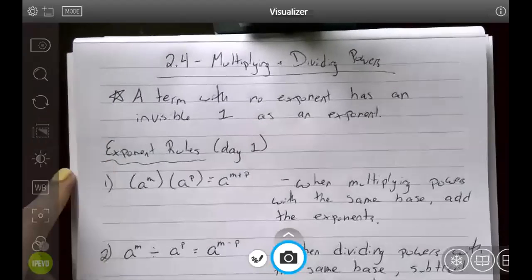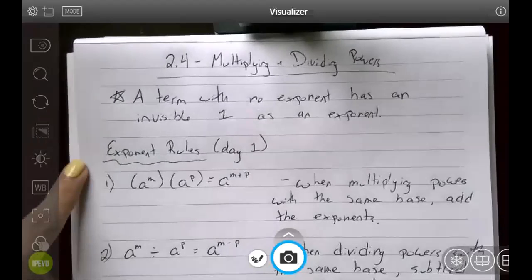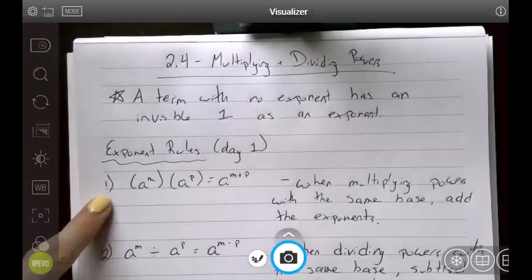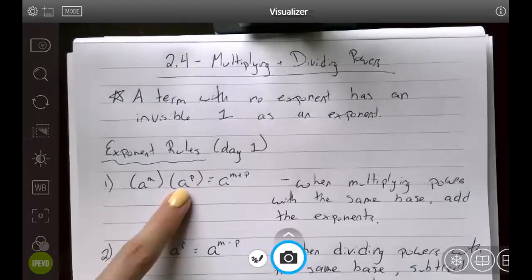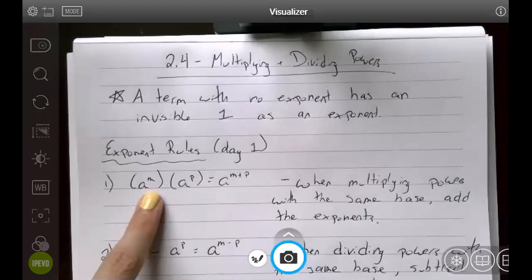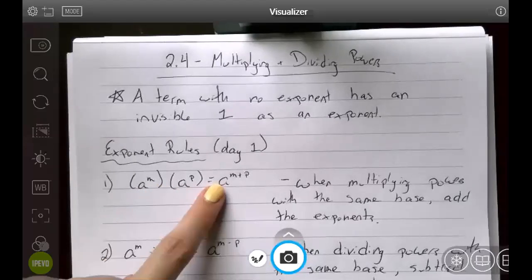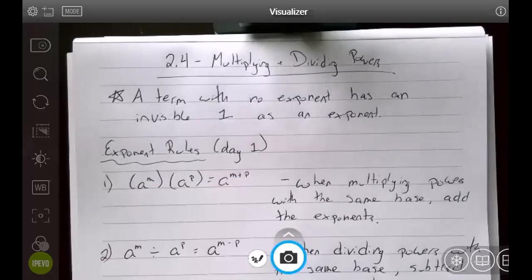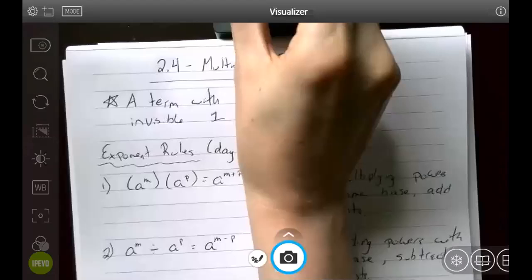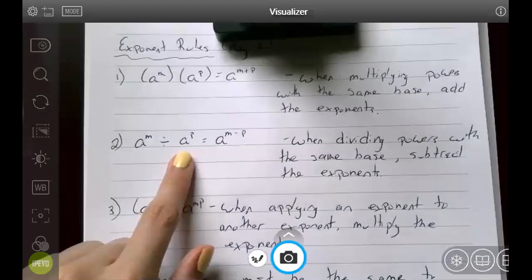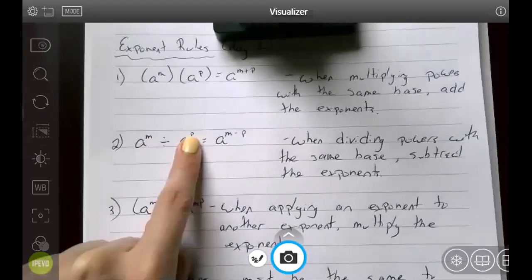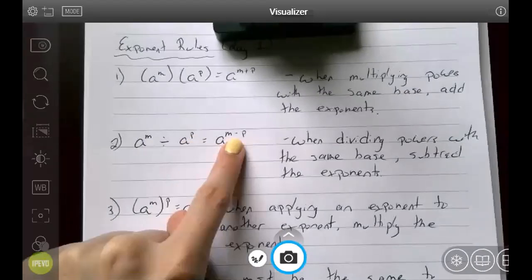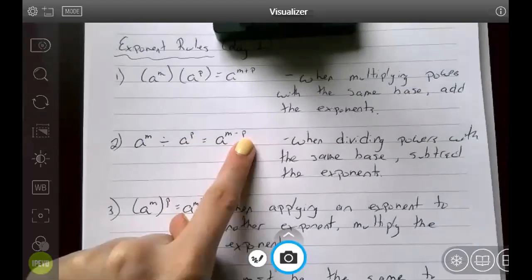Okay, so like I said, there are 5 exponent rules or exponent laws. Today we're going to be going over the first 3 of them. So the first one says that if we are multiplying powers with the same base, then we take their exponents and just add them. So we just rewrite the base and add their 2 exponents together. If we are dividing powers with the same base, we take their exponents and subtract them. So again, just rewrite the base, subtract their exponents.